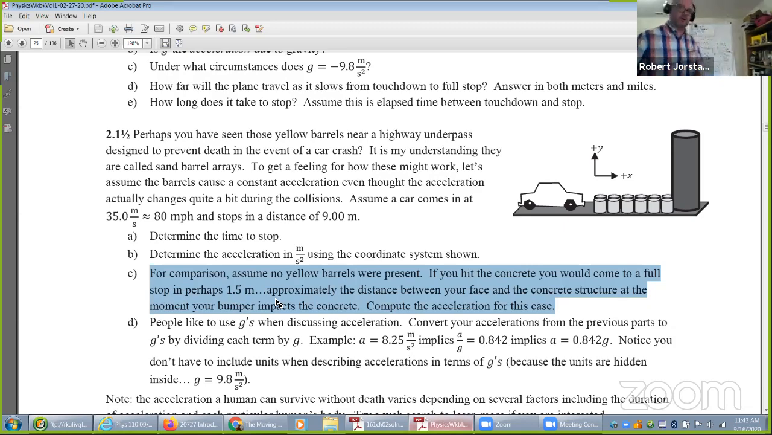And this is one more huge advantage of doing this algebraically. If you want to compare, all you need to do to change this one is change the value of delta x, and you can get a new value of acceleration and figure out how much brain damage you'll get.